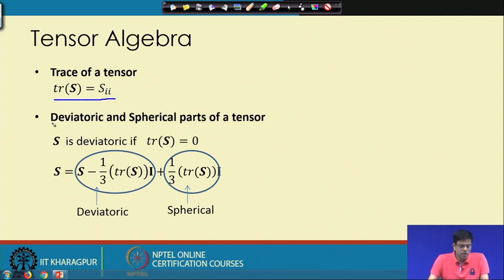Another important component is the deviatoric component of a tensor and the spherical or volumetric component of the tensor. If S is a deviatoric component, the definition is that S is deviatoric if the trace of S is 0. So what we do is deduct 1/3 of the trace of S times I from S, and then add this 1/3 of the trace of S. So this component becomes deviatoric and this component becomes spherical. We will see this through an example also.